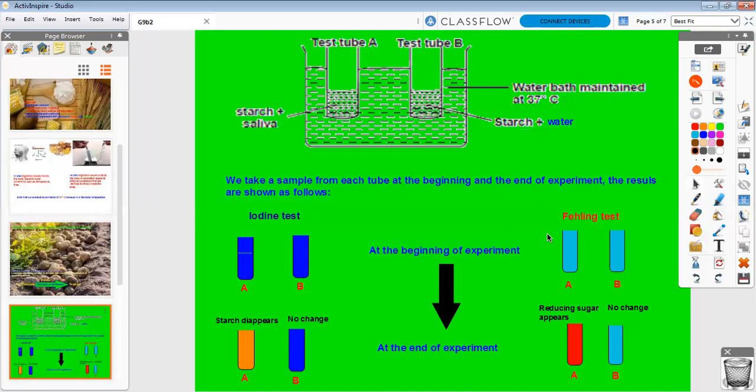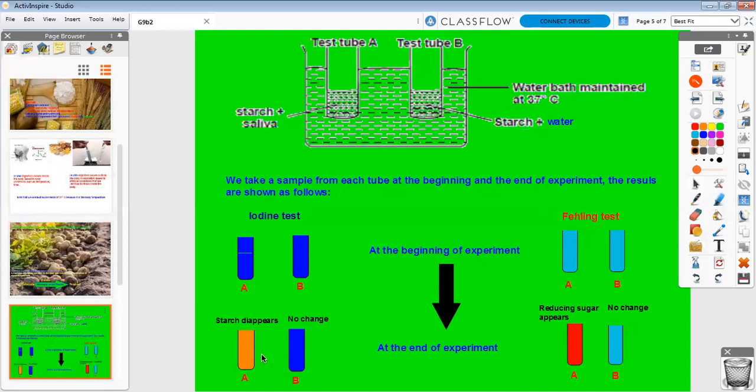On the other hand, we take another sample of tubes A and B, and we apply the Fehling solution, the Fehling test. After heating, the color of A is blue, and the same for B, the color is blue, indicating the absence of reducing sugar. This is at the beginning of the experiment.